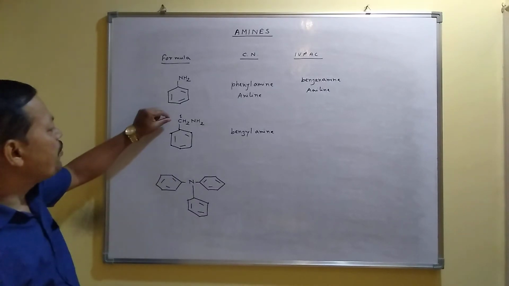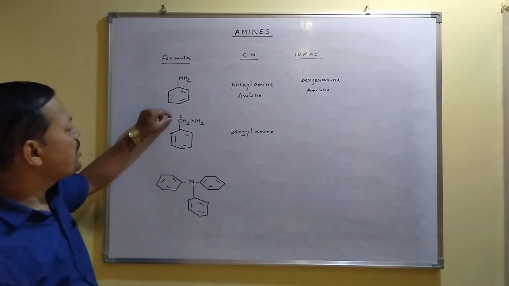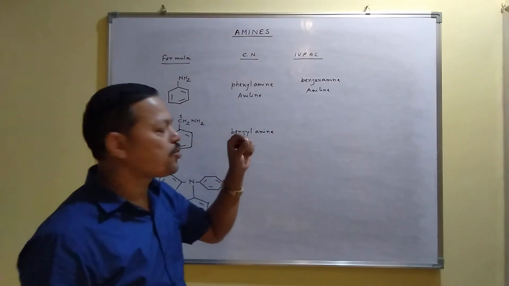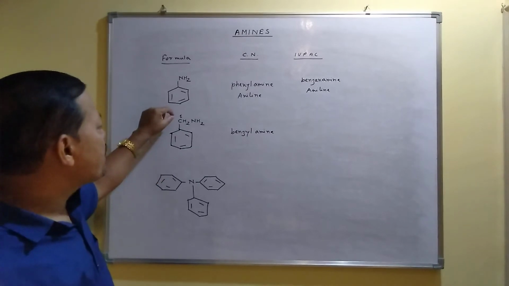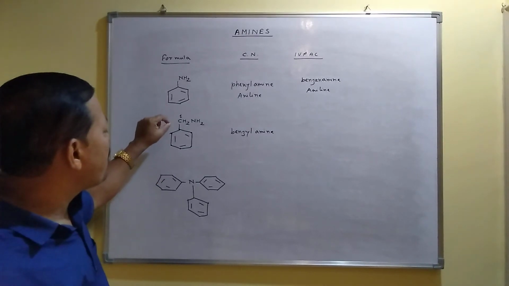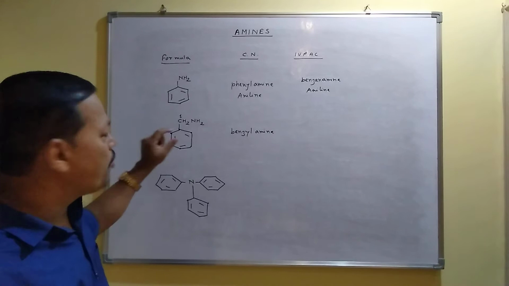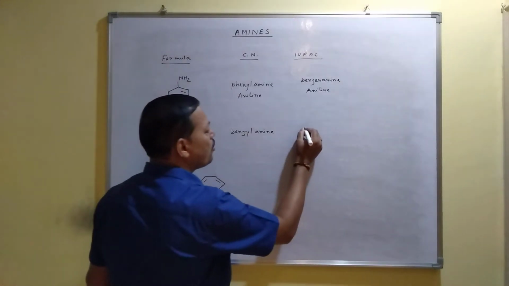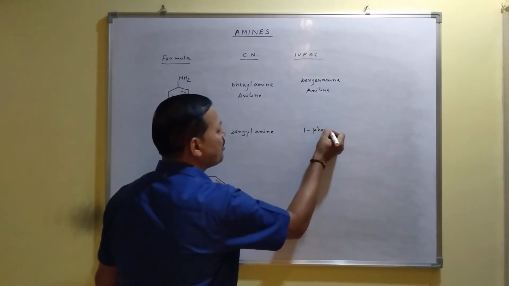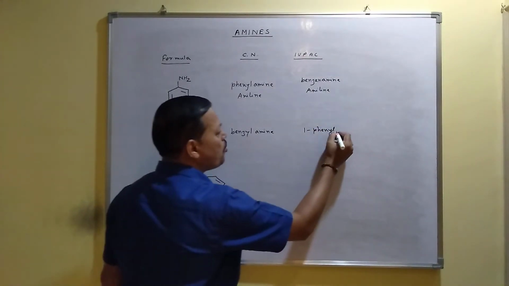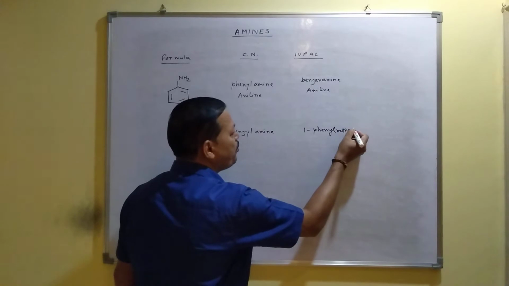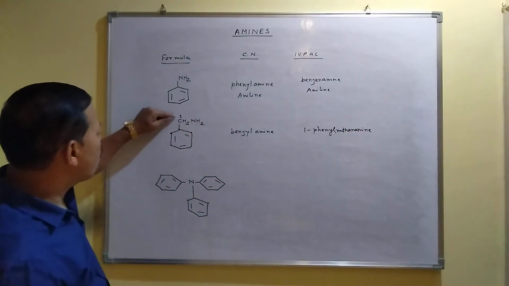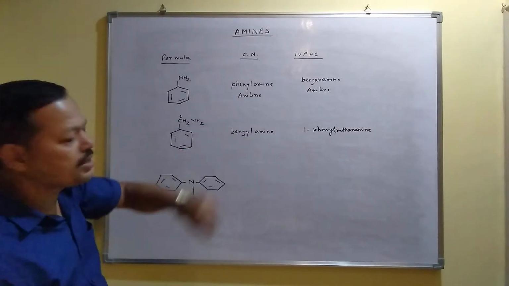So in numbering you will get 1 carbon, and 1 carbon means methane plus amine, it is called methenamine. And this first carbon, I mean position 1, contains the benzene ring. The benzene ring is called a phenyl group, and that's why it is called 1-phenyl. So the name is 1-phenylmethenamine.